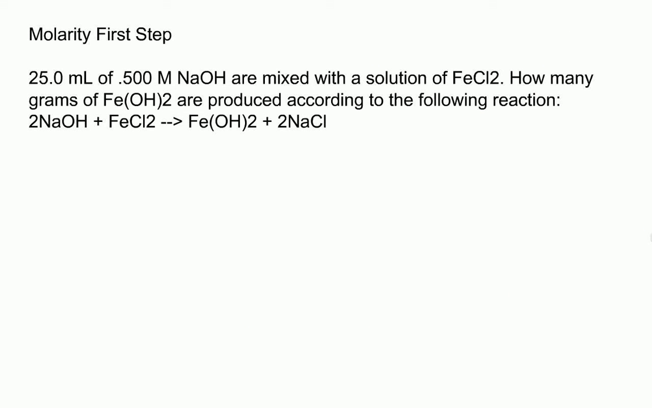This one is a molarity first step. Let's take a look at what we're given. We're given 25 milliliters of 0.5 molar NaOH, next, mixed with a solution of FeCl2, and you're going to produce a precipitate of Fe(OH)2. How many grams of Fe(OH)2 are produced? Well, this is a molarity first step. So what you want to do is take what we're given in the problem, which is either liters or grams. You either start with liters or grams.